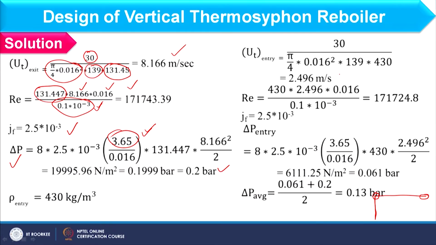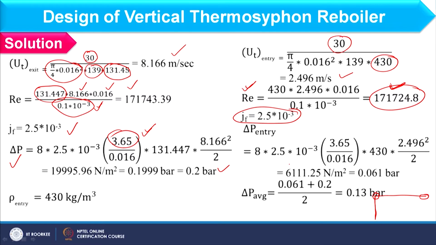So, if you see, velocity is like 2.497, where total feed is 30, however, density I am considering as that of liquid. Okay. And Reynolds number you can find out, which is same as we have calculated for entry condition, and reason is very simple, that here we have density of the liquid and accordingly velocity of the liquid changes, right. So, Reynolds number is same. So, JF factor is also same.